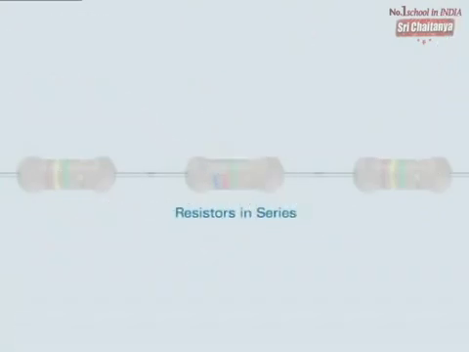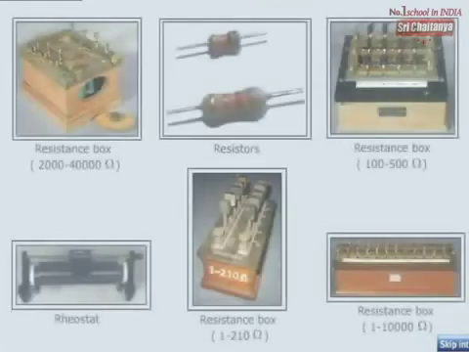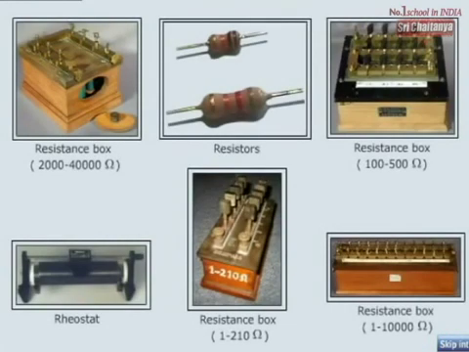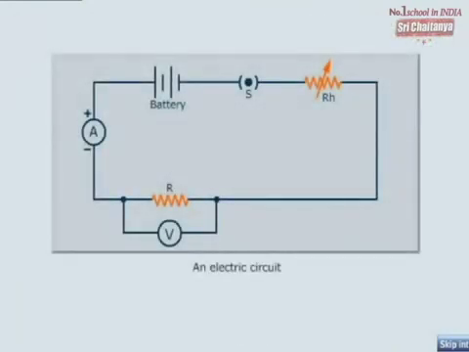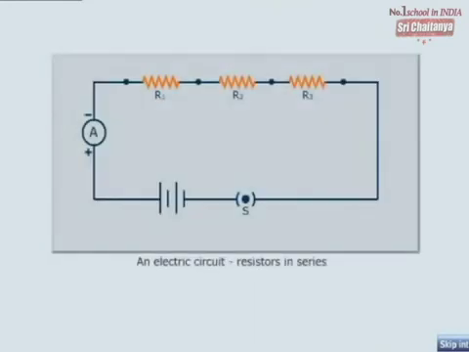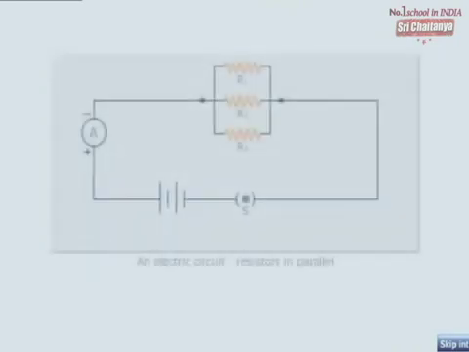Resistors in series. A resistor is a material which offers resistance to the flow of current. Shown here are several types of resistors. Generally, in an electric circuit, a zigzag line represents a fixed resistor. Two thick dots at the ends represent brass terminals. In an electric circuit, resistors can be connected in series or in parallel.